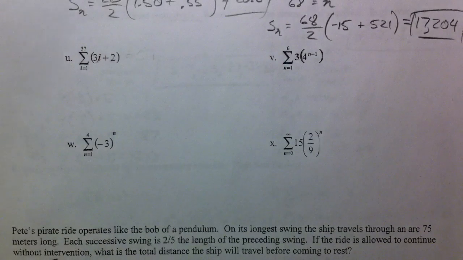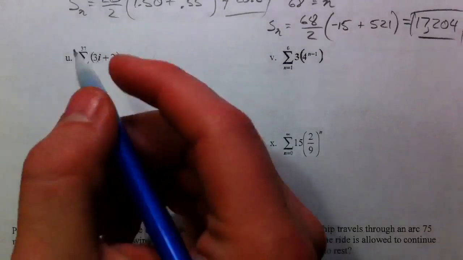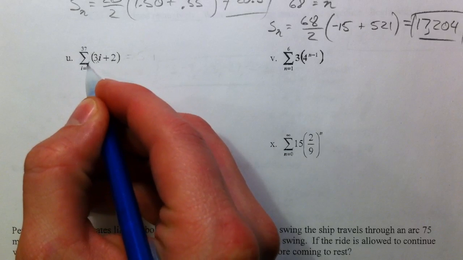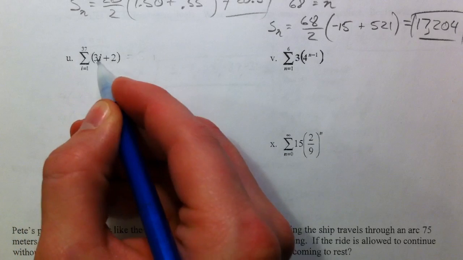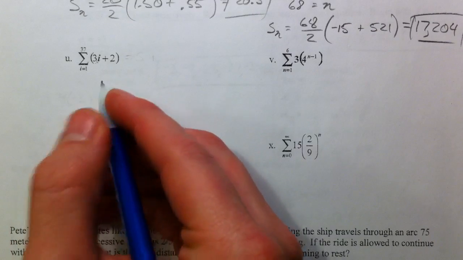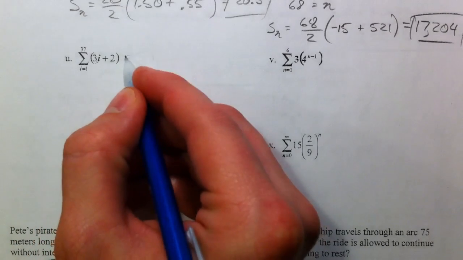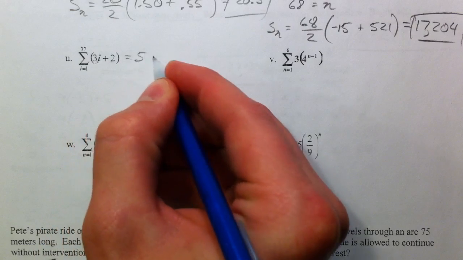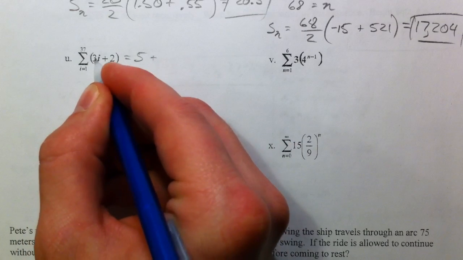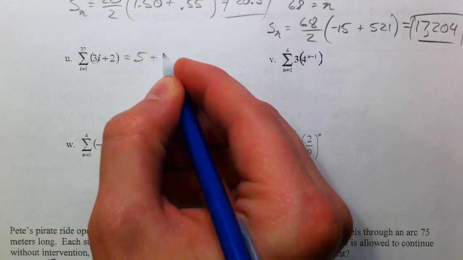All right, continuing with some series. We're adding up all of these numbers from plugging in 1 to plugging in 37. When you plug in 1, you get 3 times 1 plus 2, which is 5. When you plug in 2, you get 3 times 2 is 6, plus 2 is 8.